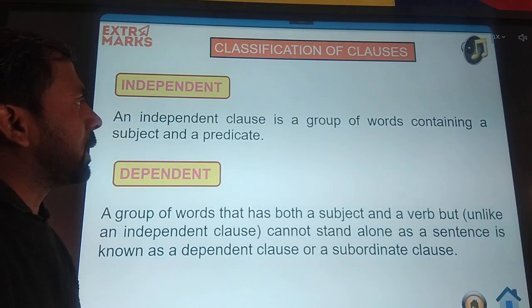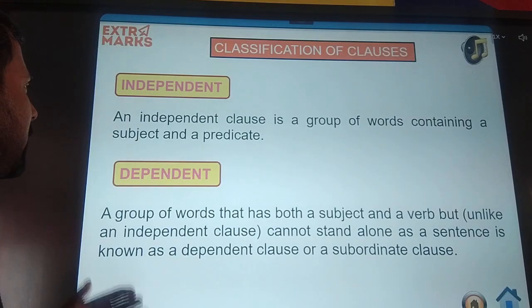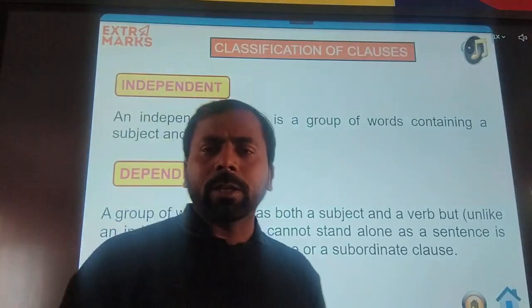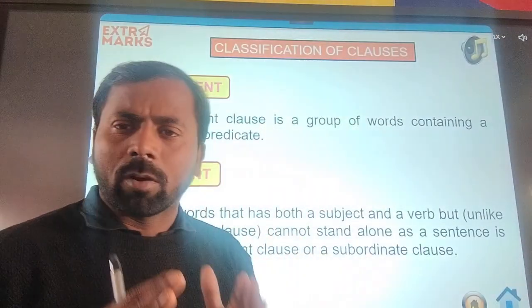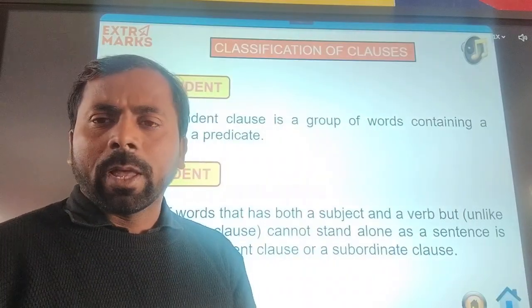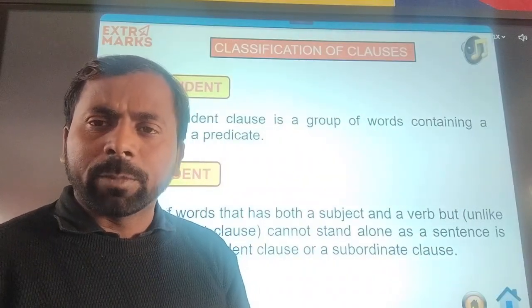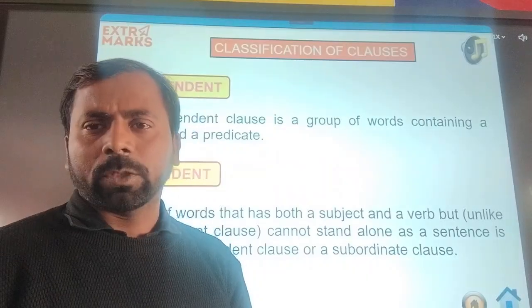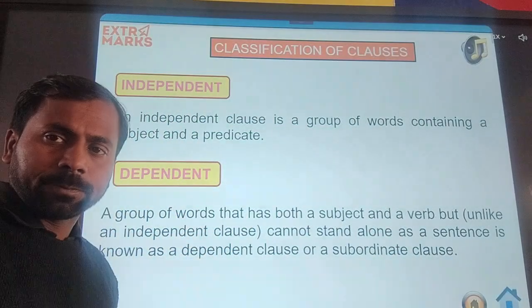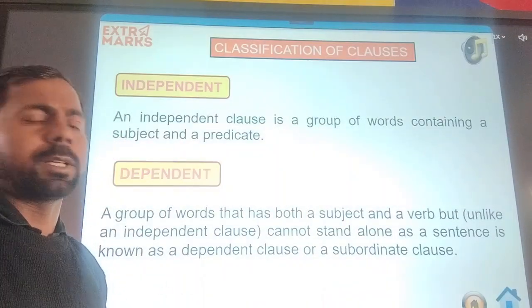An independent clause is a group of words containing a subject and a predicate. Subject and predicate means if a sentence or a clause has a subject, like a noun or pronoun, and the part of the predicate, which means the finite verb, then it will be an independent clause, or independent sentence.